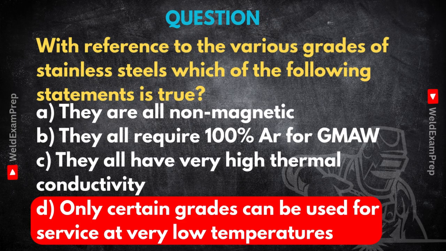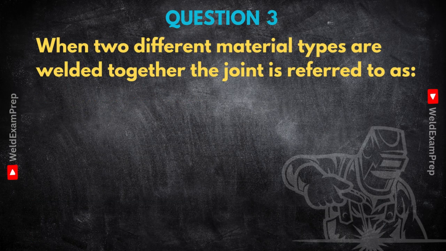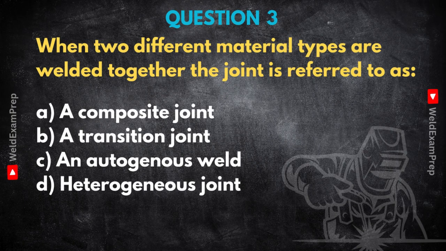Okay, let's move to question 3. This one's about terminology. Always important to use the right language. When two different material types are welded together, the joint is referred to as: A, a composite joint. B, a transition joint. C, an autogenous weld. D, heterogeneous joint. So welding steel to aluminium or stainless to carbon steel, what's the proper industry term? The correct specific term we use in welding is B, a transition joint.